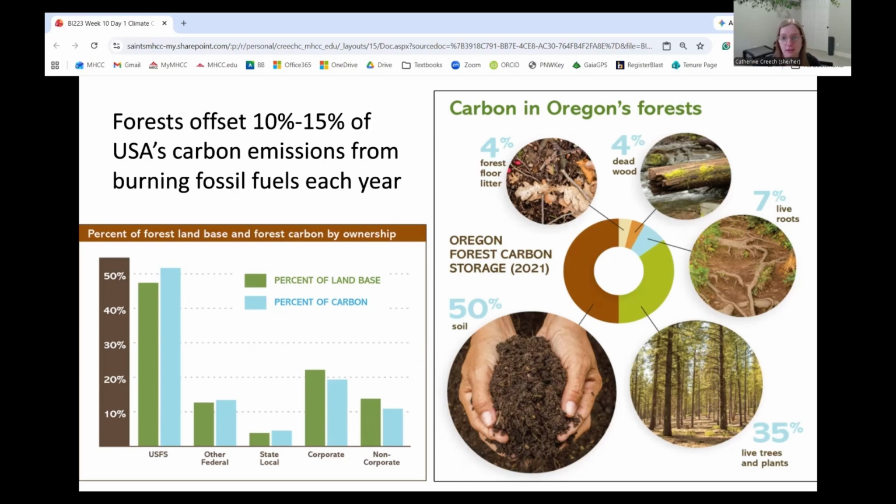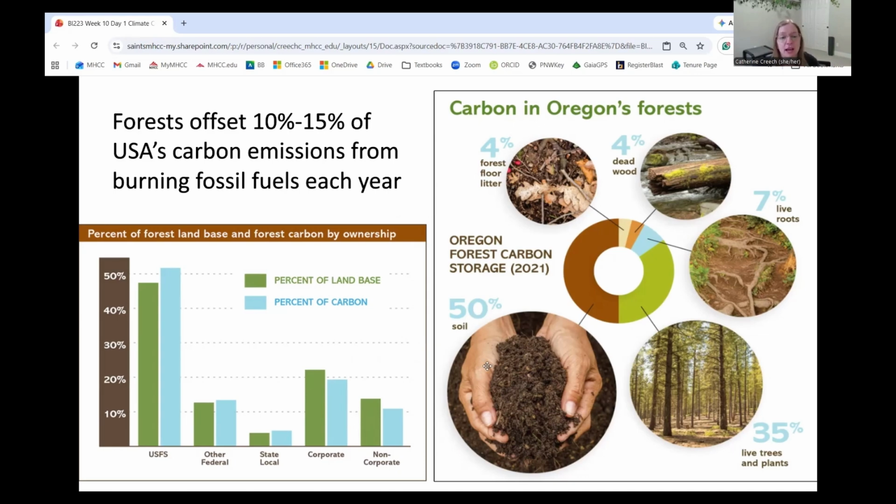Where does the carbon go in the forest? About 4% goes into leaves that are dropped and the sticks that are dropped. We call that leaf litter or floor litter. About 4% is stored in dead wood of trees and branches. So that's just there until it gets broken down and exhaled by our fungi and decomposers. About 7% is in the living roots of trees. 35% is in the trunk and the branches and the leaves of trees. And the majority, 50%, is going to be in the soil. So protecting the soil, maintaining the soil, that's going to be hugely important for our forest for storing that carbon.